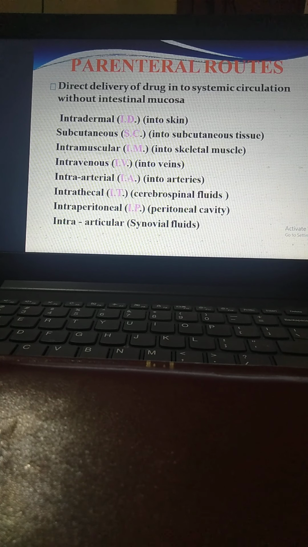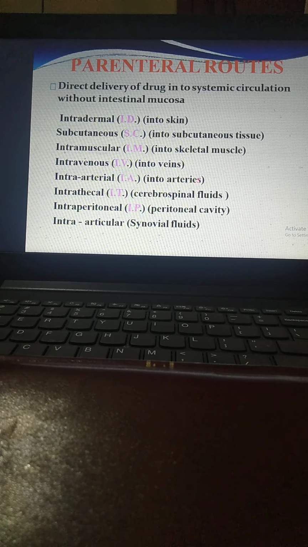And then we have the parenteral route, that is, entry of the drug into the systemic circulation without passing through the intestinal mucosa. Intradermal is into the skin. Subcutaneous, SC, is into the subcutaneous tissue, like we give insulin. Intramuscular is into the skeletal muscle, like all antibiotics and vitamins. Intravenous is into the veins. Intra-arterial is into the arteries. Intrathecal is into the cerebrospinal fluid.